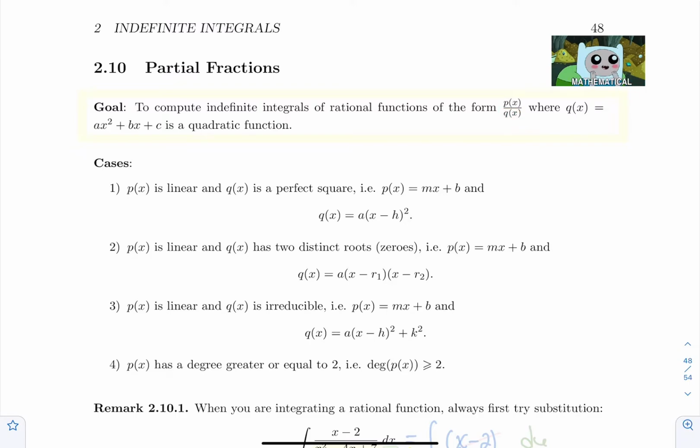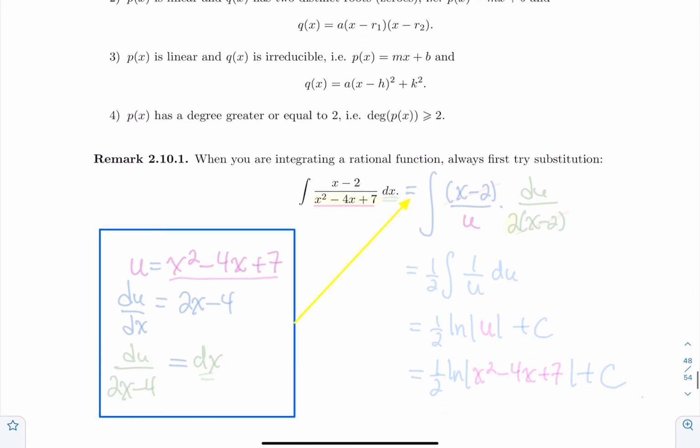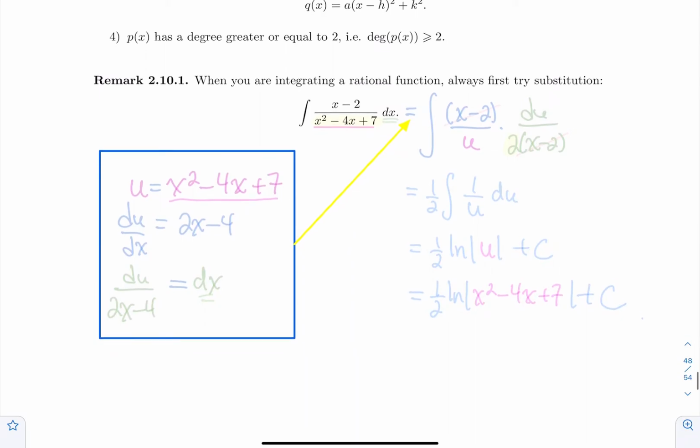So the goal is to compute indefinite integrals for rational functions of the form p(x) over q(x), where q(x) is a quadratic equation of the form ax squared plus bx plus c. So what I'll do, I'll just go over examples and study these cases by looking at concrete examples, one by one. The first thing that you always do, so I'm going to start with an example that is more like a remark because it's not something new.